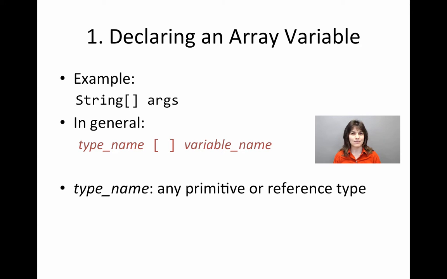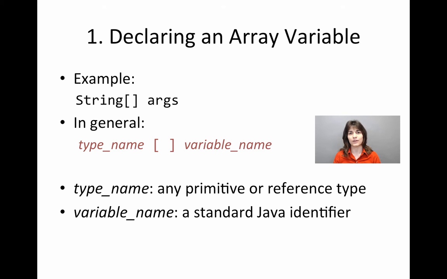What can the type name be? Any primitive or reference type. And what is the variable name? Like usual, a standard Java identifier, any name that you would use for any other kind of variable.